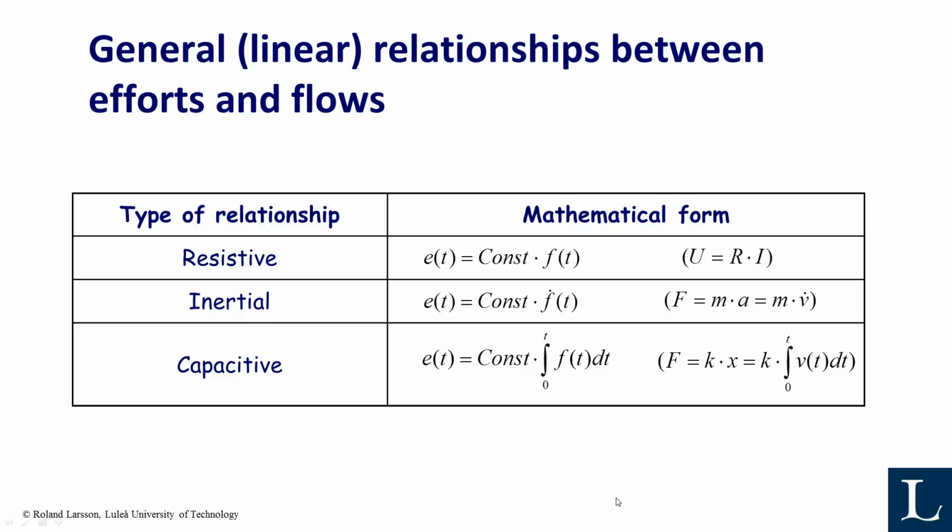And in general, there is a linear relationship. As long as we have linear models now, there are cases where the relation isn't linear, but in many cases, we can be satisfied with linear relationships. Then there are actually three types of relationships between the flows and efforts, and we talk about resistive, inertial, and capacitive. Well, you recognize these names, don't you?